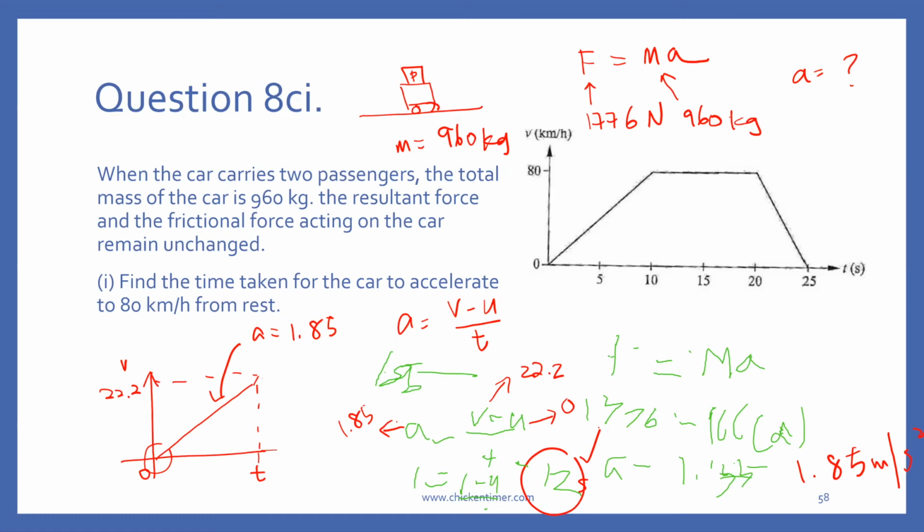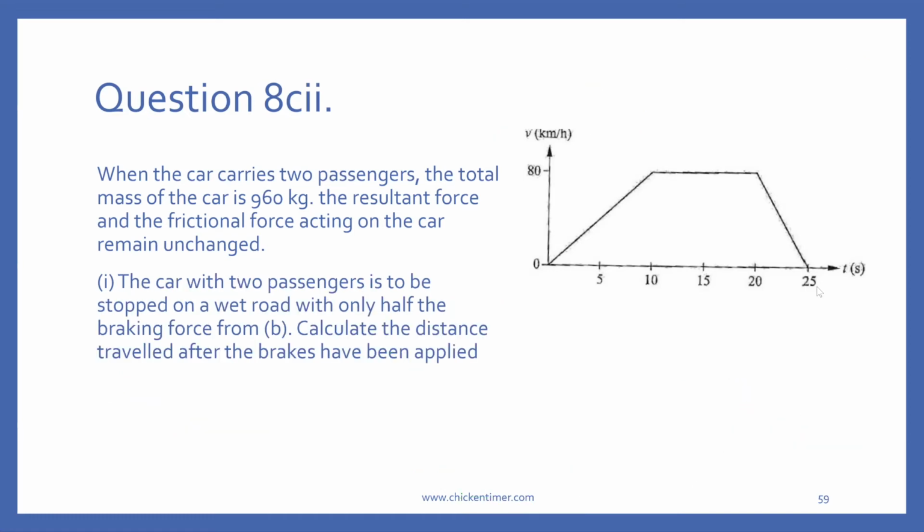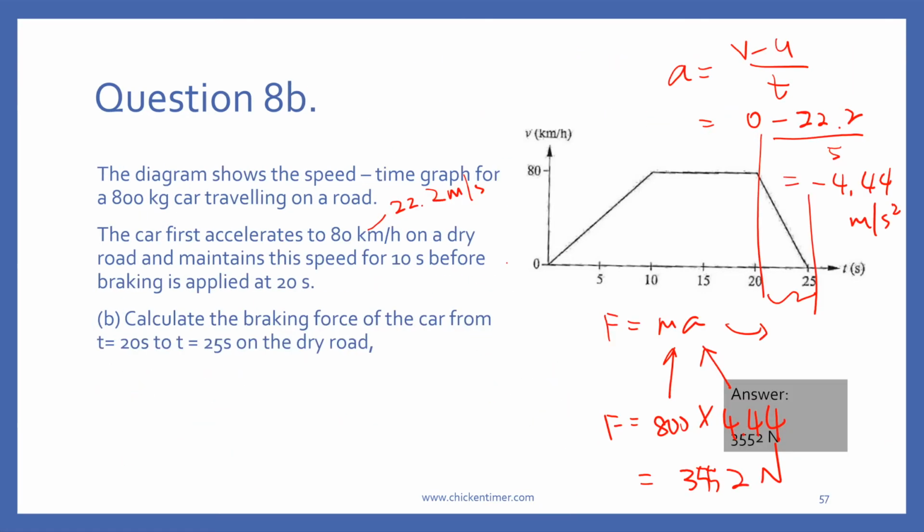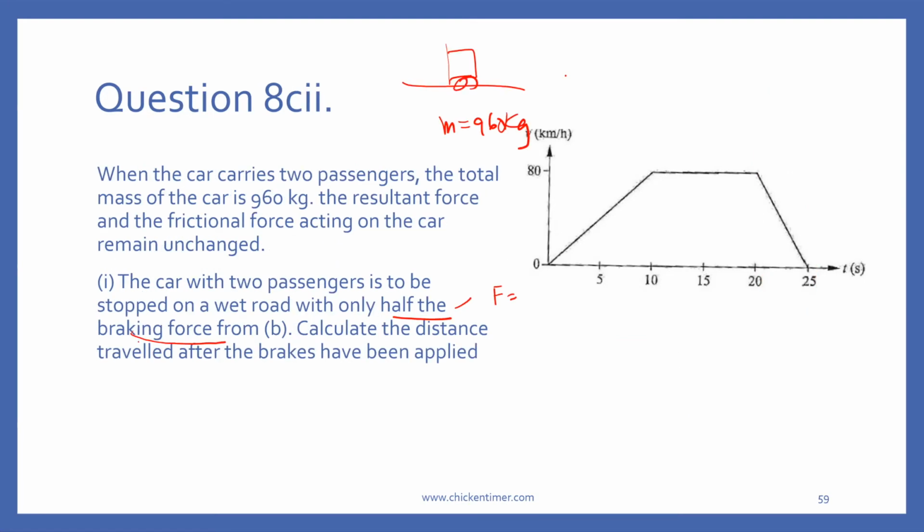Right. Okay. Next one. So okay, back to this. So you still have that car with mass 960. Okay. Then they stop on a wet road with only half the braking force. So now the force is, don't know how much. The braking force was, let's check part B. Braking force was 3552 newtons. So half the braking force is, what is that?